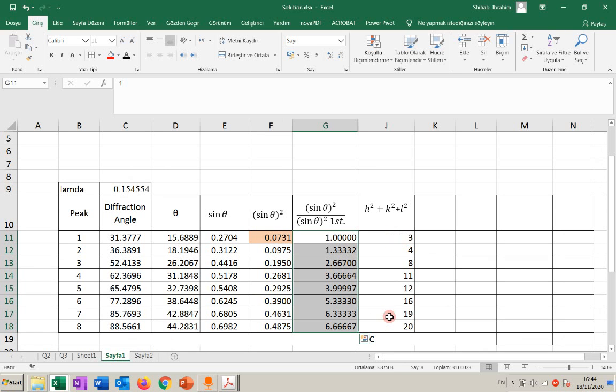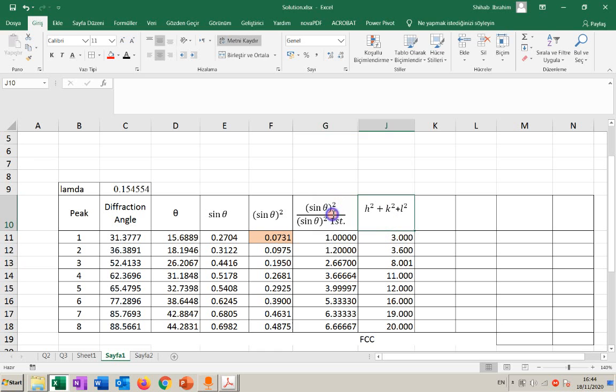Why? Because I have seen some students find a fraction, for example 1.2. It is okay, but they say it is going to be an FCC crystal because it shows a fraction. No, it does not mean that if you have a fraction, it will be FCC. You have to make sure, by multiplying by 3, to see whether you are getting it or not.